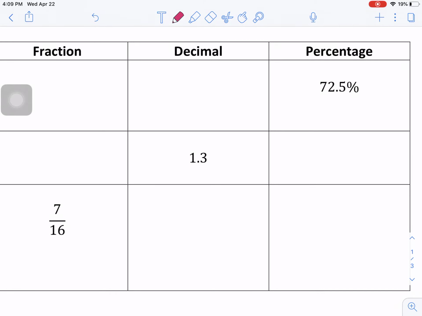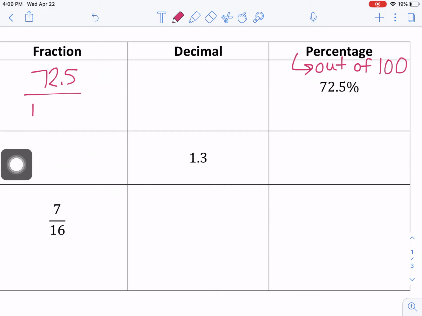We can represent a ratio as a fraction, a decimal, or a percentage. If we're given a percentage, 72.5%, and we want to convert it into a fraction, the first thing that's helpful to remember is that percentage means out of 100. So we can take the percentage 72.5 and make it into a fraction by dividing it by 100.